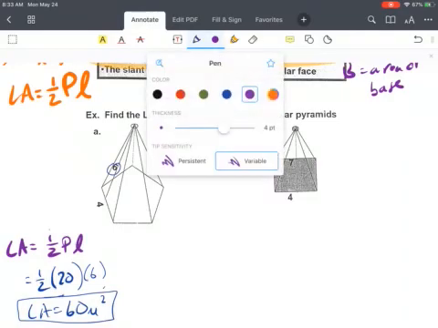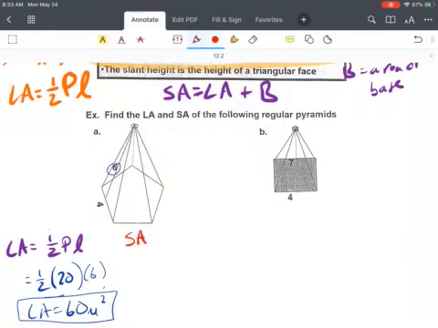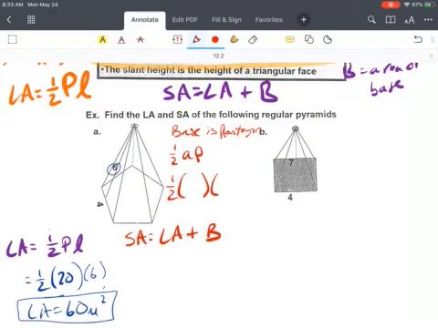And then for the surface area, we need to take our lateral area and add the area of the base. We need to remember that the base is a pentagon. So we need to do 1/2 apothem times perimeter. We already found the perimeter in the previous parts, so we have 20. We need to find the apothem.